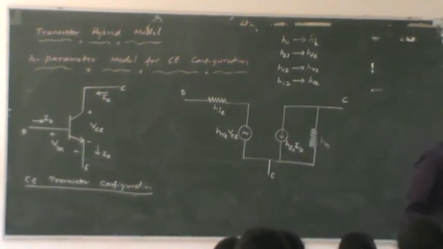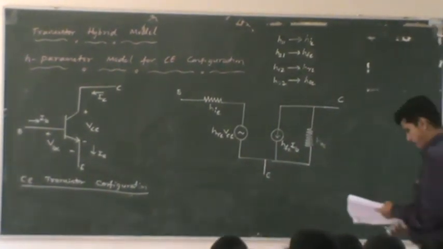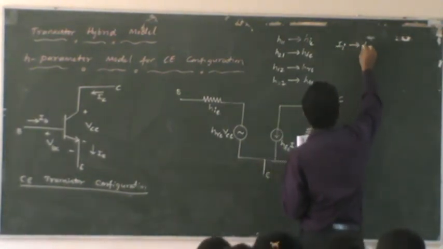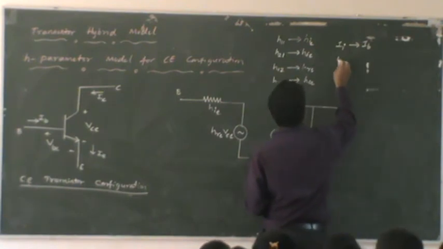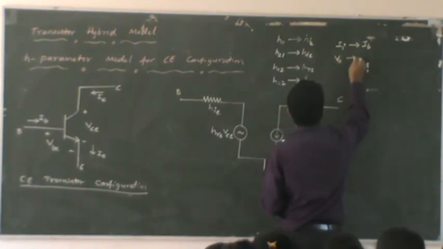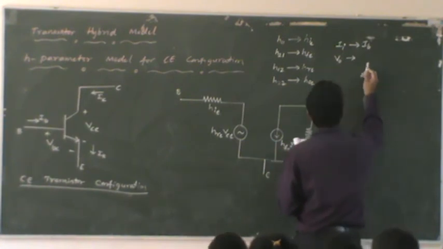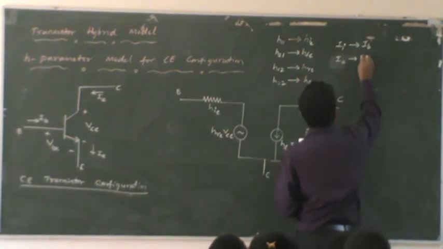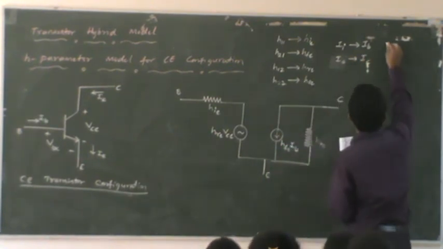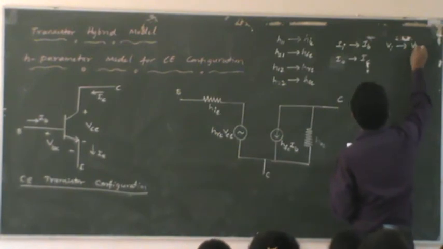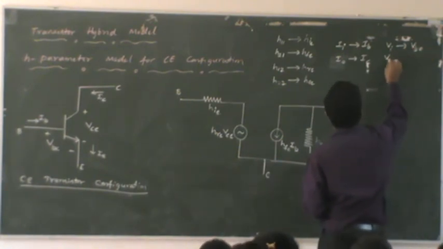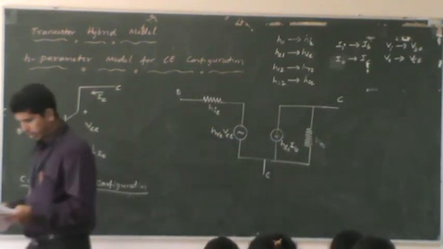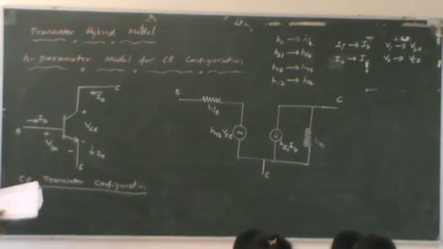What about input current? II in the original network has been changed to IB, and output current I0 has been changed to IC. Then you can change the input voltage VI to VB, and the output voltage V0 to VC. Take out all descriptions so that it becomes easy for you to do.